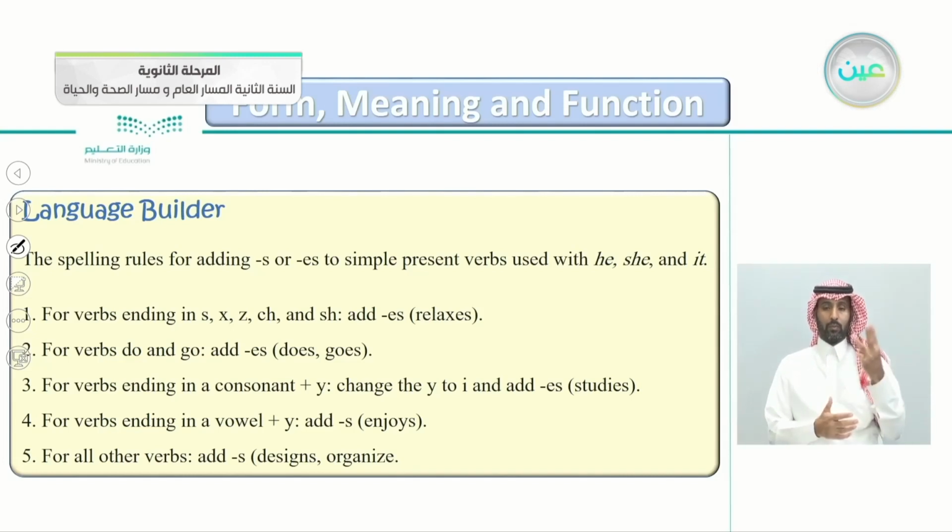Number three, for verbs ending in a consonant plus y, change the y into i and add es, like study becomes studies. Number four, verbs ending in a vowel plus y, we just add s, like enjoy becomes enjoys, or play becomes plays, and so on. Number five, for all other verbs, we just add s, like designs, organizes, and so on.